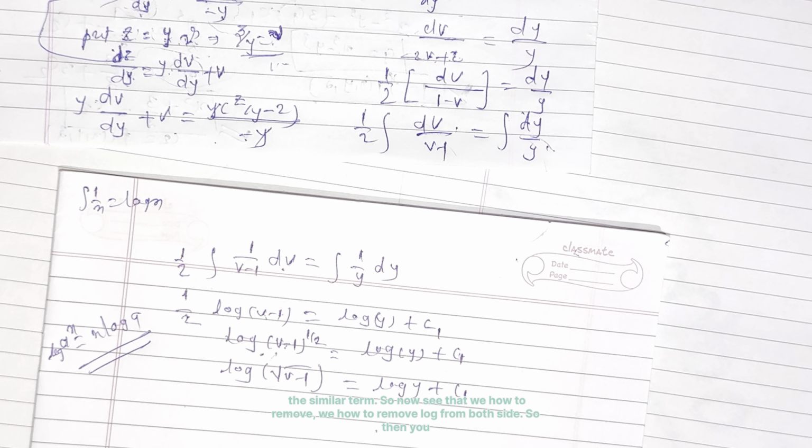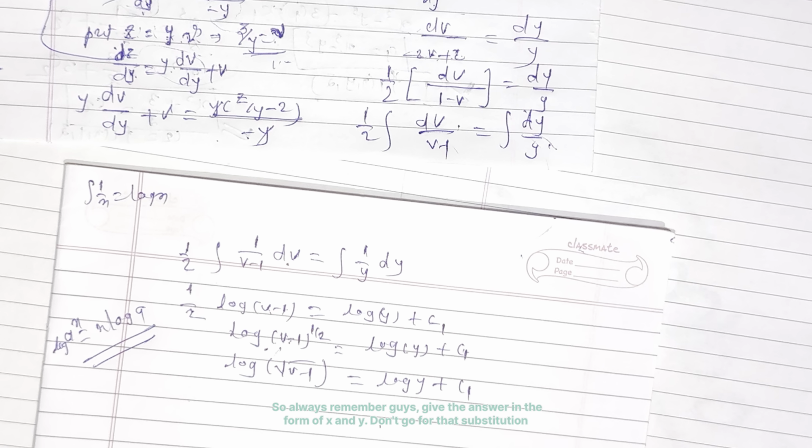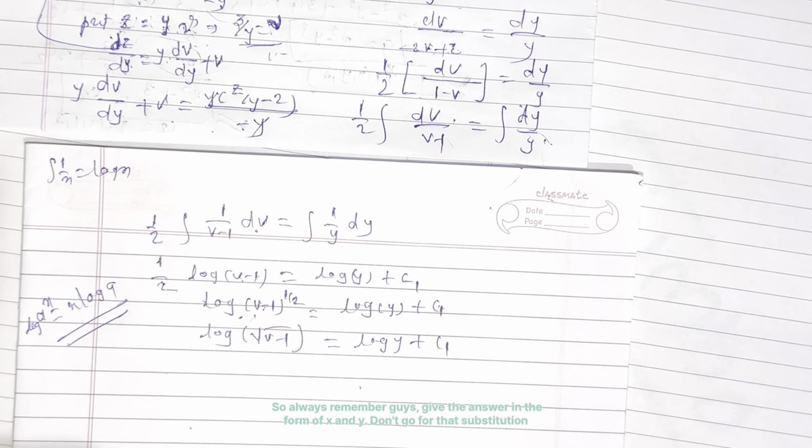So now see that we have to remove log from both sides. Then you will get the function in the form of x and y, a simple function in the form of x and y. And we have v also. We do not want the answer in the form of v, as we need the function in the form of x and y. So always remember guys, give the answer in the form of x and y. Don't go for that substitution as it is. You have to replace that value v, but not right now. We are going to replace it at the end.